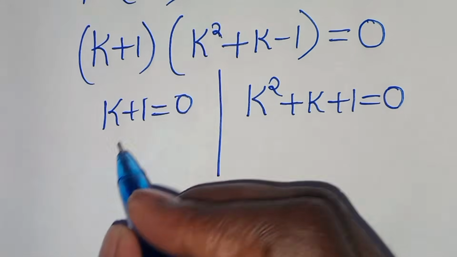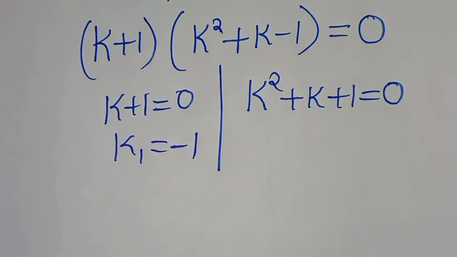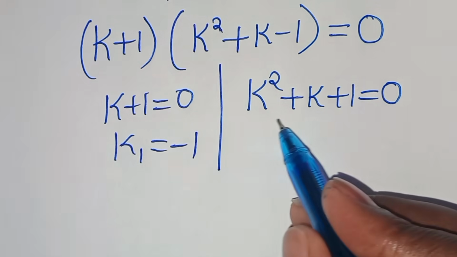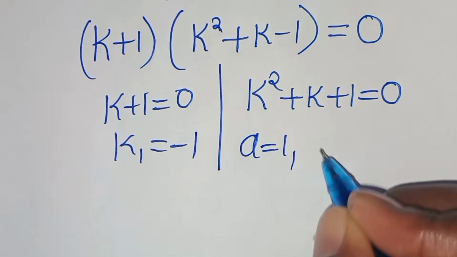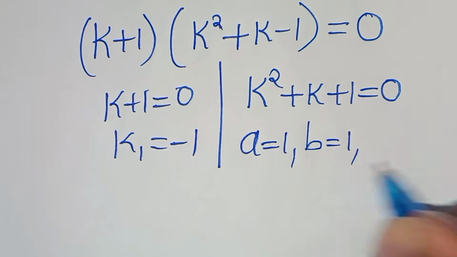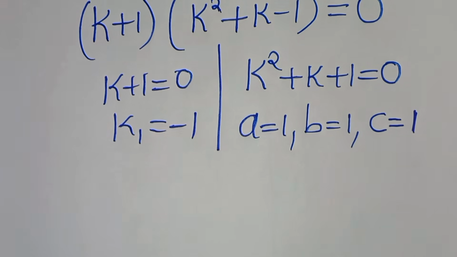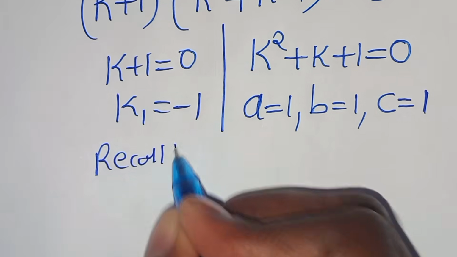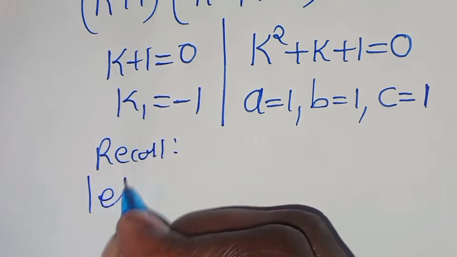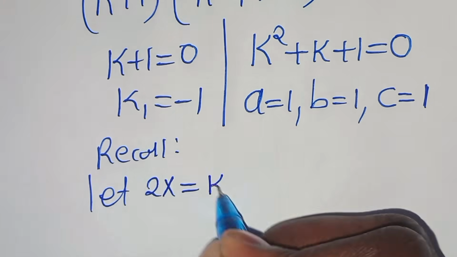From the first part here, k1 is equal to minus 1. And the second part here is a quadratic equation where a is equal to 1, b is equal to 1, and c is equal to 1. Now, if you recall, we are saying that we let 2x be equal to k.